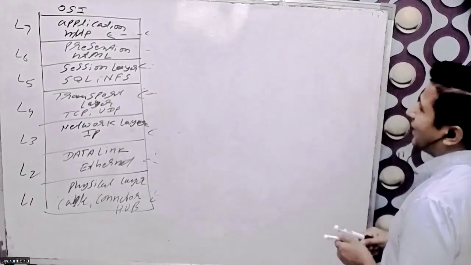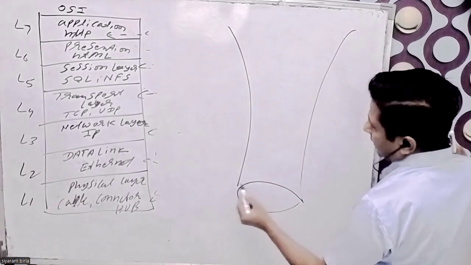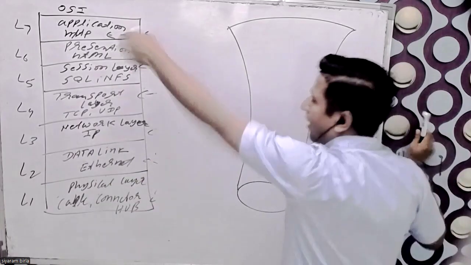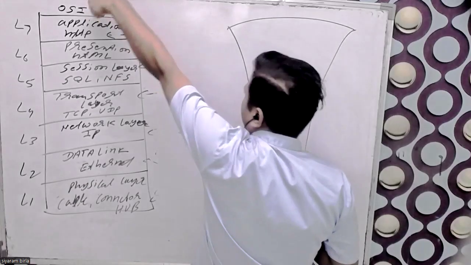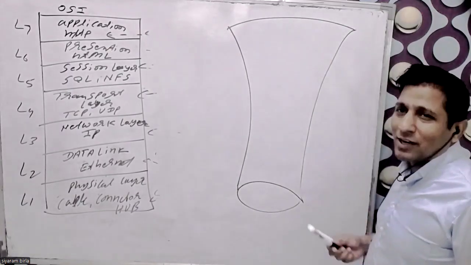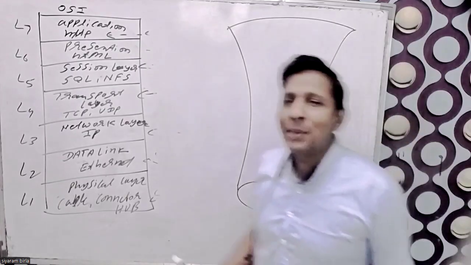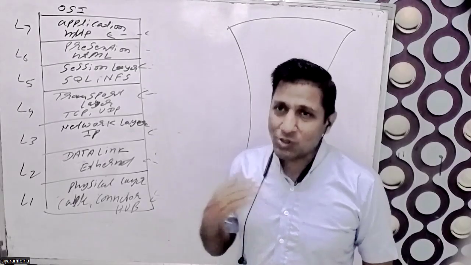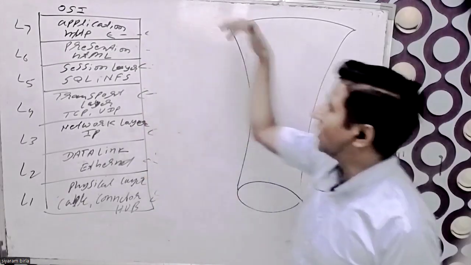Suppose I create a bucket, this is my bucket, and I bring the OSI model and put it in this bucket, catching it from the top side. So at which layer are the routers and switches? Those that do not have memory are always at the bottom. Those that have visibility and memory are on the top side.